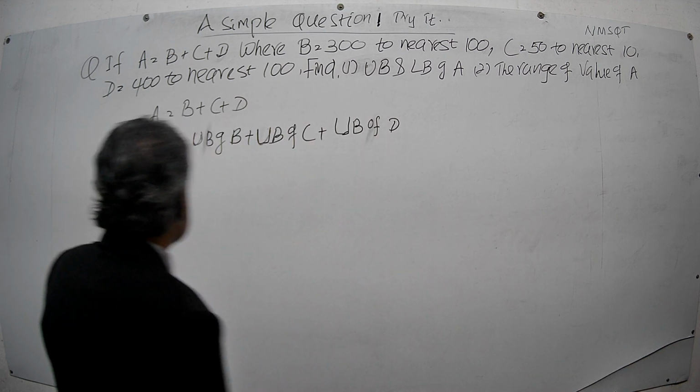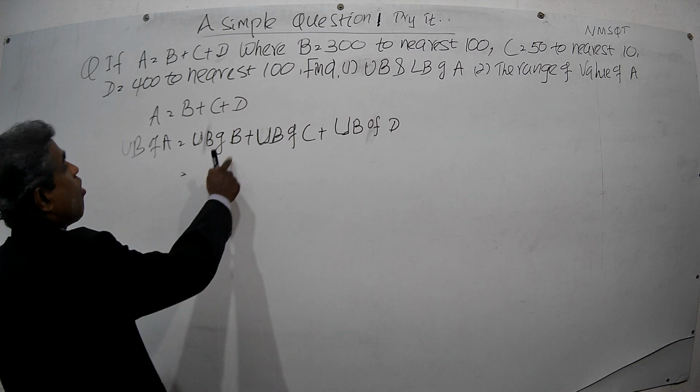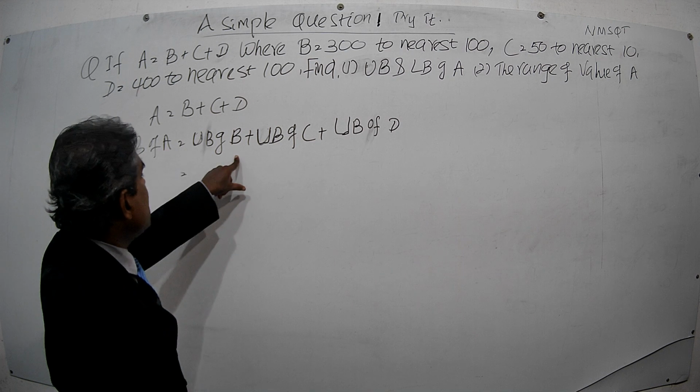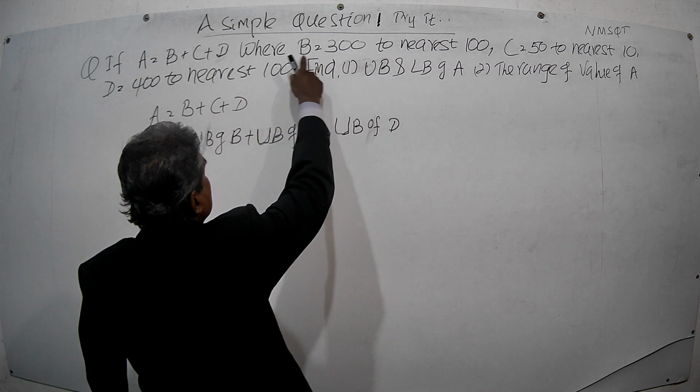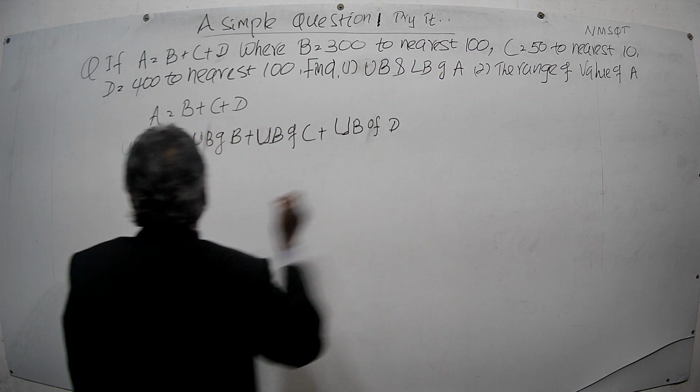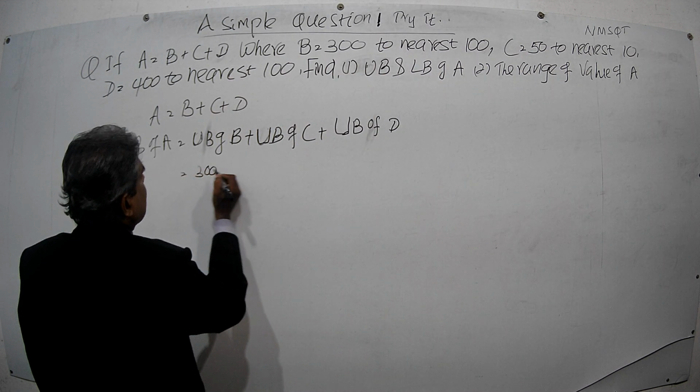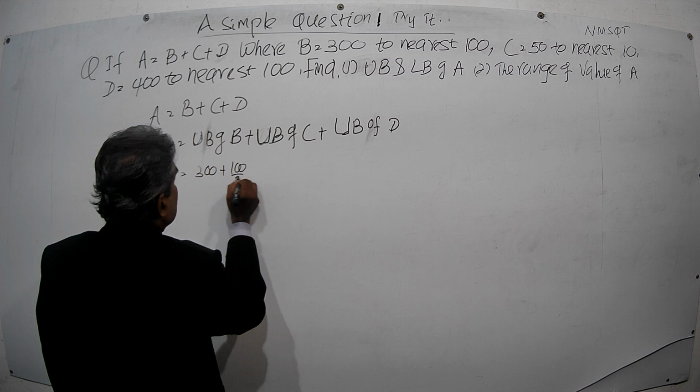Now to find the upper bound of B, take the corrected value of B plus the degree of accuracy over 2. What is the corrected value of B? 300. That is to the nearest 100. Then 300, the corrected value, plus the degree of accuracy 100 over 2. That is that.